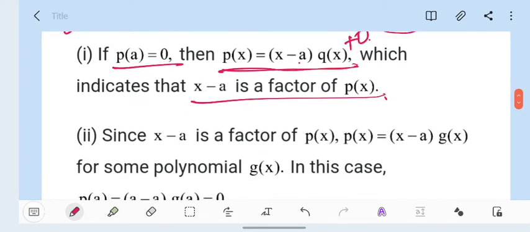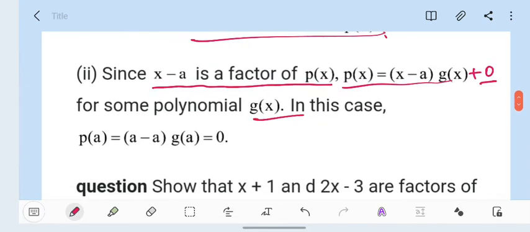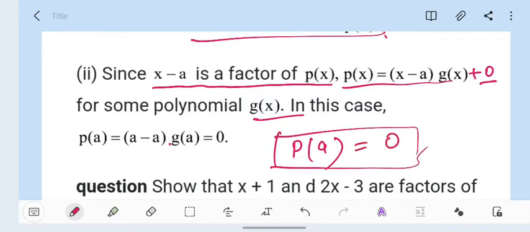The second part is, when x minus a is a factor of p(x), then what will happen? In that case, p(x) equals (x minus a) into g(x), because the remainder will be 0 if it is a factor, for some polynomial g(x). Say we substitute the value of x as a, we get (a minus a) into g(a), which equals 0. So if x minus a is a factor of p(x), then p(a) will be equal to 0. This is the vice versa condition.